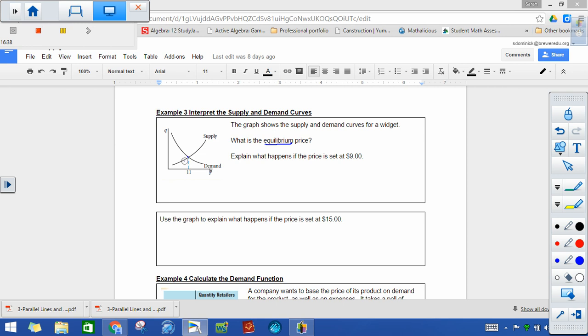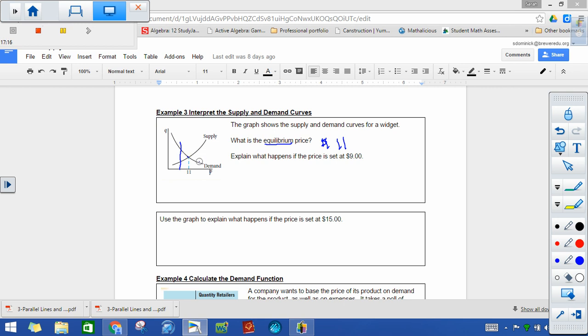If I'm looking for price, they have done price down here and quantity here. So my price is $11. At $11, my supply and demand will be perfectly matched. Then it says, explain what happens if the price is set at $9. So $9 is like down here somewhere. So what will happen at $9 to the supply and to the demand? Do you agree that at $9, your supply, which is right here, will be less than your demand?